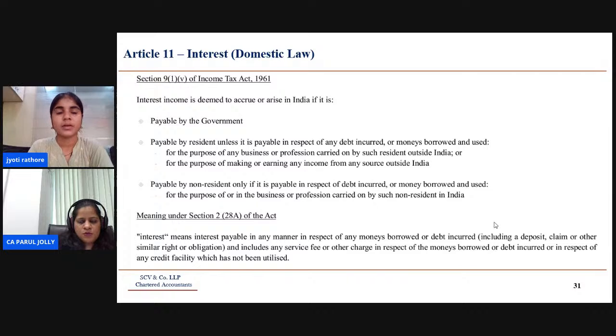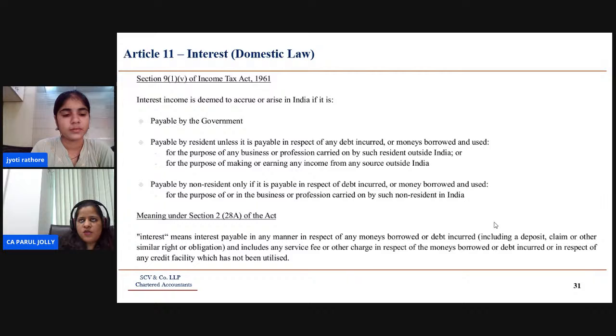Then we have articles which relate to passive income like interest, dividend, royalty, FTS. As we understand, the chargeability of income is governed by section 9 of the Income Tax Act. The provisions of taxability given in the Indian Income Tax Act are more or less similar in case of interest, royalty, and all passive income. So I have taken one example of section 9(1)(v), which relates to interest income.